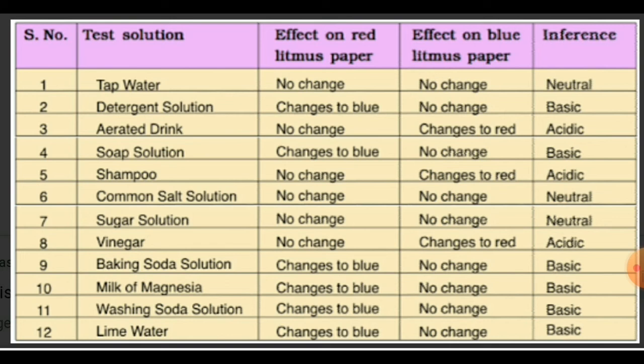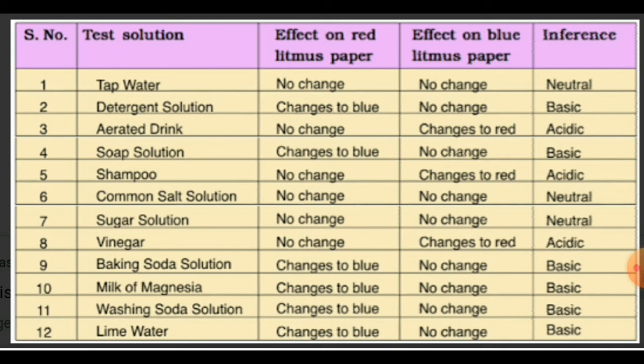The fifth example is shampoo. Shampoo does not show any change in red litmus, and blue litmus changes to red. That's why the nature of shampoo is acidic. The sixth one is common salt, and the seventh is sugar solution. In both these solutions, both the litmus papers do not show any change. That's why the nature of both solutions is neutral.